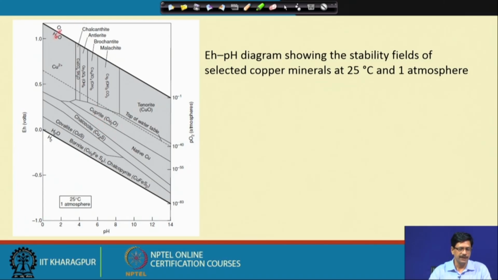So, these are the stability fields, as you could see. This is copper 2 plus, these are some of the silicates and the sulphates, brochantite, antlerite, chalcanthite, and this is the field of malachite, which is hydrated copper carbonate. This is one of the oxide forms of copper, that is tenorite. This is the other form of oxide of copper, cuprite, and as you could see here, the Eh is increasing from cuprite to tenorite.